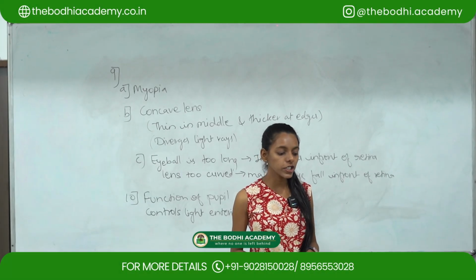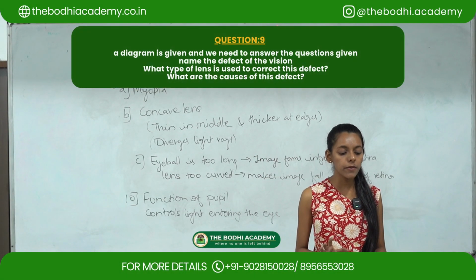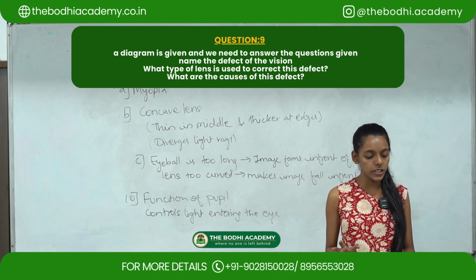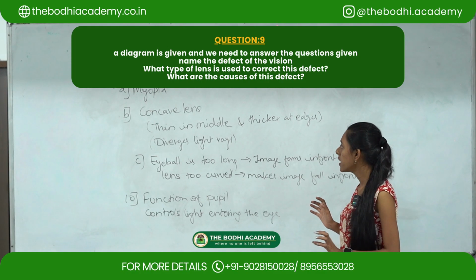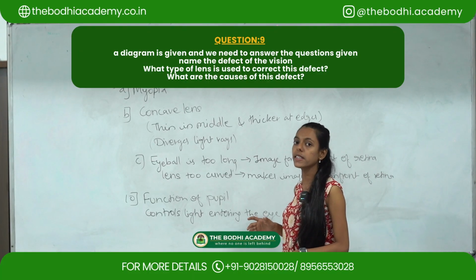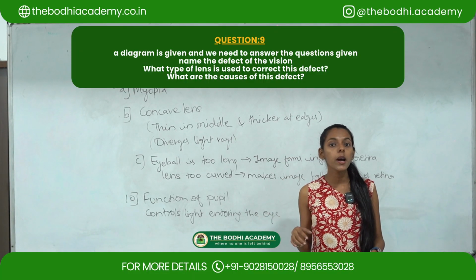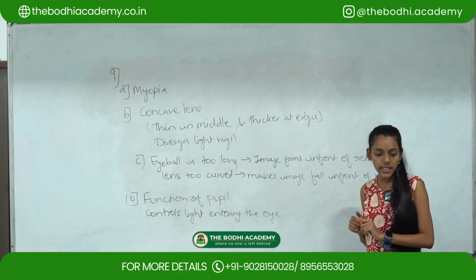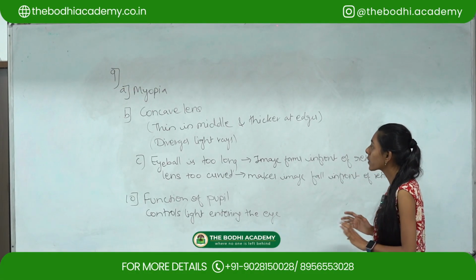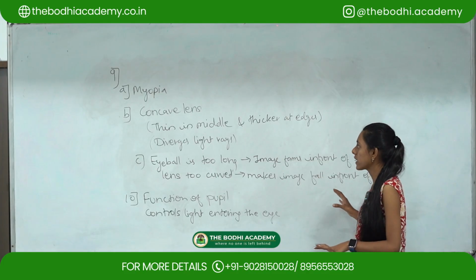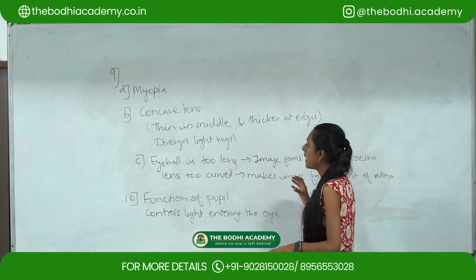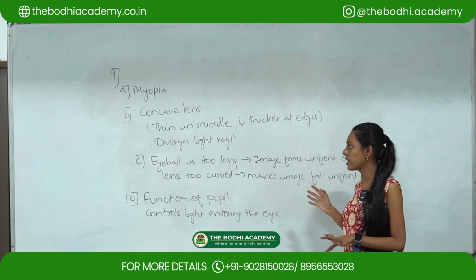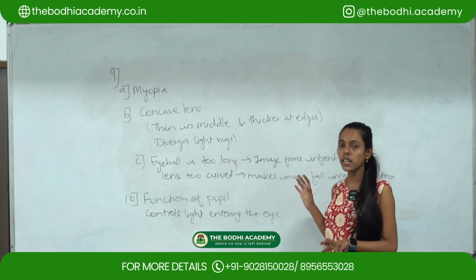In the ninth question, a diagram is given and we have to answer the questions. The first question is, name the defect of vision based on the diagram. The defect is myopia, wherein people can see nearby objects clearly, but distant objects appear blurred. Then which lens is used to correct this defect? The lens used is the concave lens, which is thin in the middle and thicker at the edges, and it diverges the light rays.